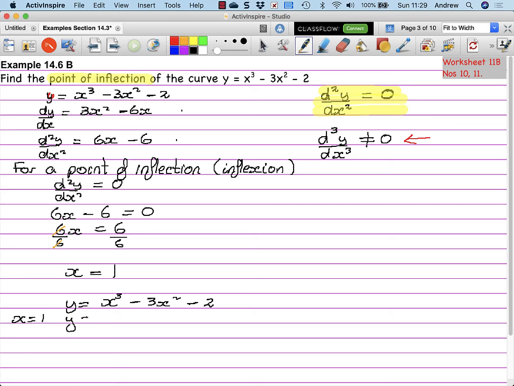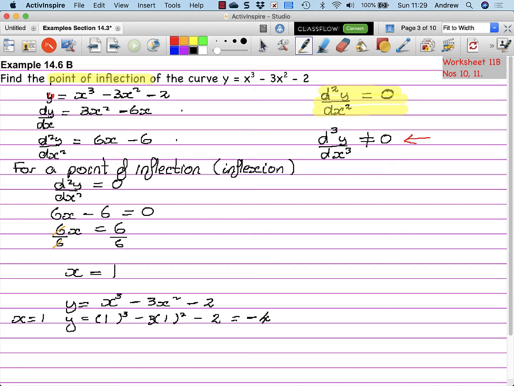So again, we're using the empty bracket method. Empty brackets cubed minus 3 on empty bracket squared minus 2. The input value is going to be 1. And now we're going to put this into the calculator and get the answer. When we put 1 into the calculator, we should come out with a minus 4.